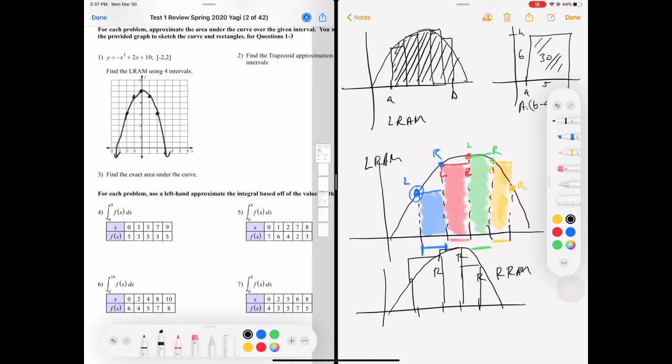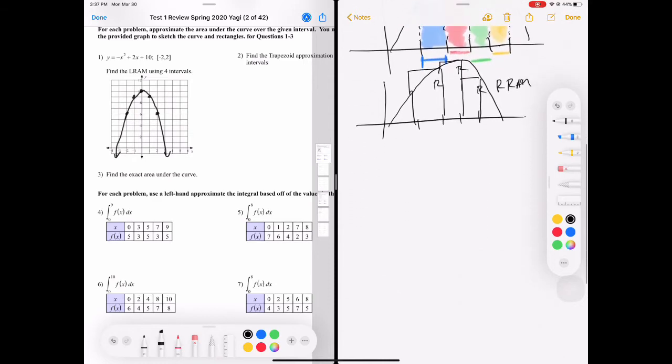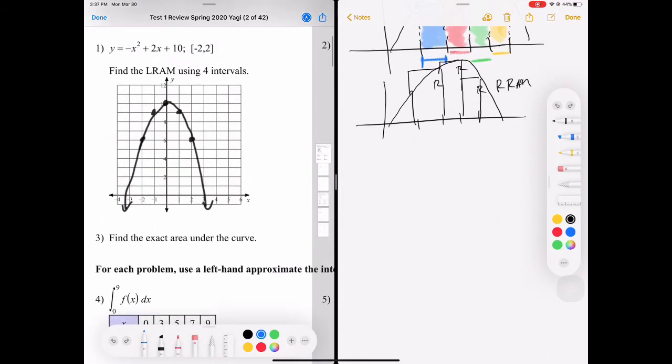Okay, so for our first problem here, I asked you guys for LRAM. So if we look at the graph, we can label the points. It's from -2 all the way to +2. We would end up drawing these 4 rectangles.